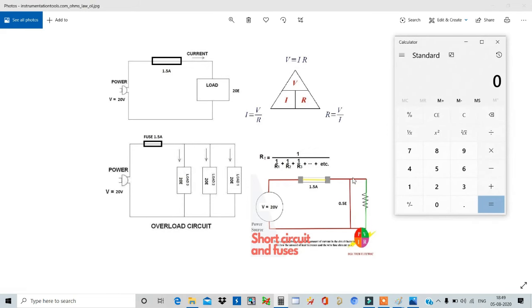Okay friends, PCB track resistance, or wire resistance also. So for example, see, 20 volt divided by 0.5 resistance, low resistance, so 40 amps will go through the fuse, but we have provided only 1.5 amps here. So if 40 amps goes through the fuse, it will get damaged. It means it will break.